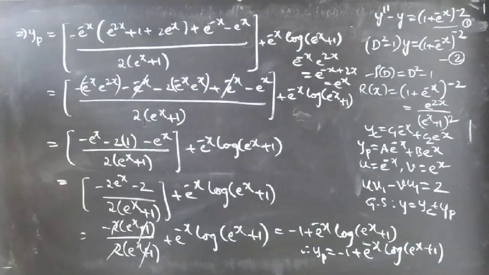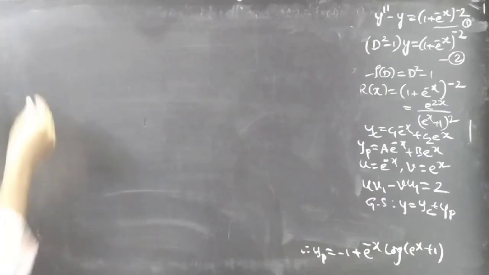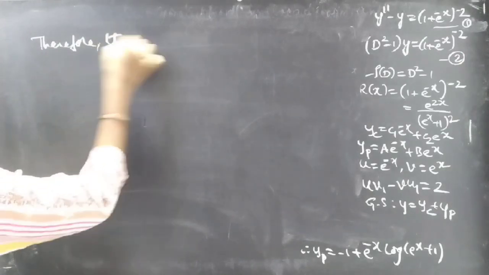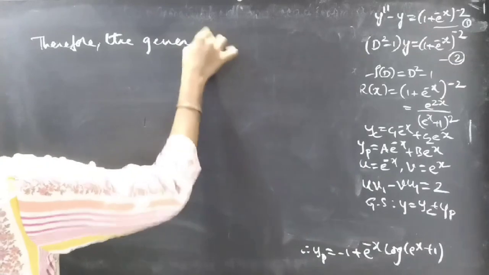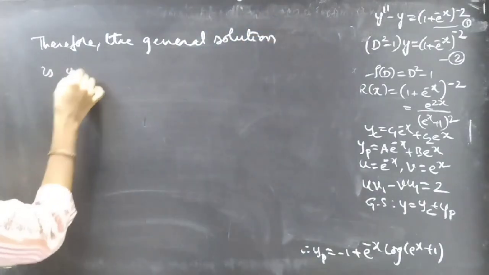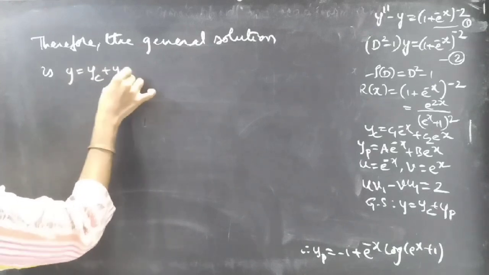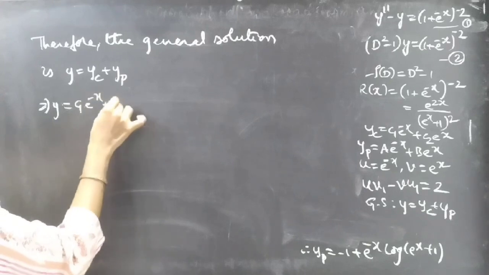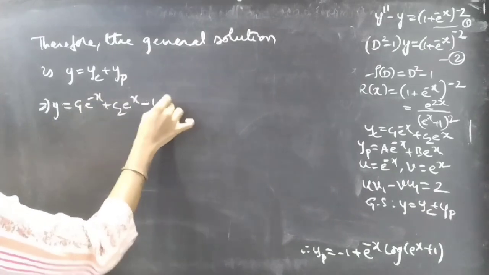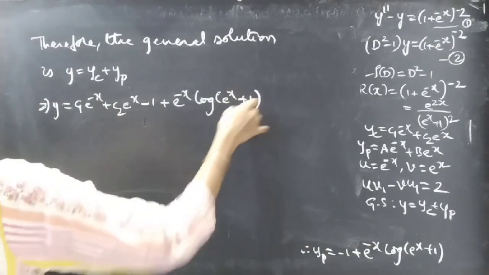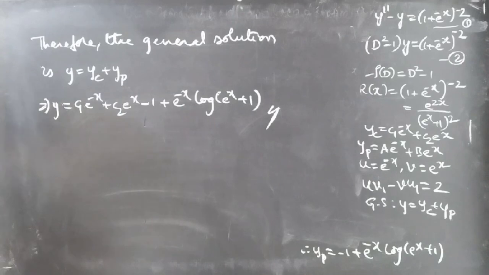Let's now write the general solution using y equal to yc plus yp. Therefore, the general solution is given by y equal to yc plus yp. We have yc as c1 e power minus x plus c2 e power x, and yp is minus 1 plus e power minus x log of (e power x plus 1). This completes the problem.